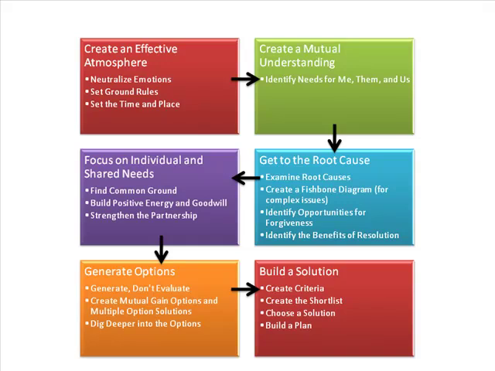In Phase 4, we get to the root cause. We will examine root causes, create a fishbone diagram for complex issues, identify opportunities for forgiveness, and identify the benefits of resolution. Phase 5 allows us to generate options. We will generate, not evaluate, create mutual gains options and multiple option solutions before digging deeper into the options. Finally, in Phase 6, we will build a solution. We will do this by creating criteria, creating a shortlist, choosing a solution, and building a plan.